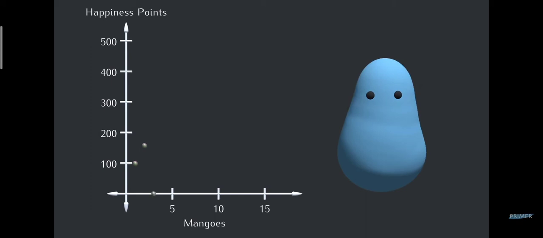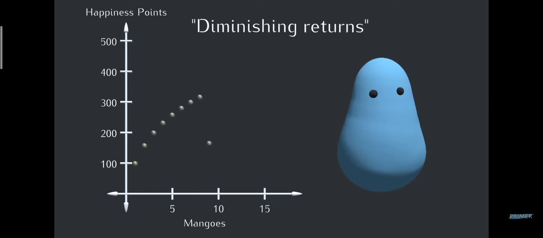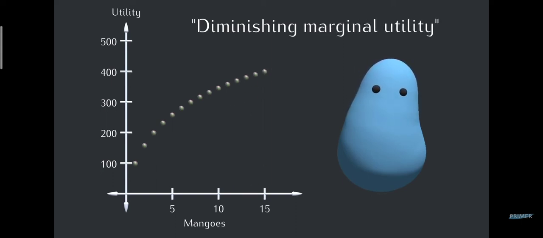And this trend will continue with each mango being worth a little bit less than the previous one. The term for this is diminishing returns. Sometimes people use the word utility to talk about happiness points, so you might hear this called diminishing marginal utility, which just means you get fewer happiness points for each additional mango, or whatever it is you're talking about.